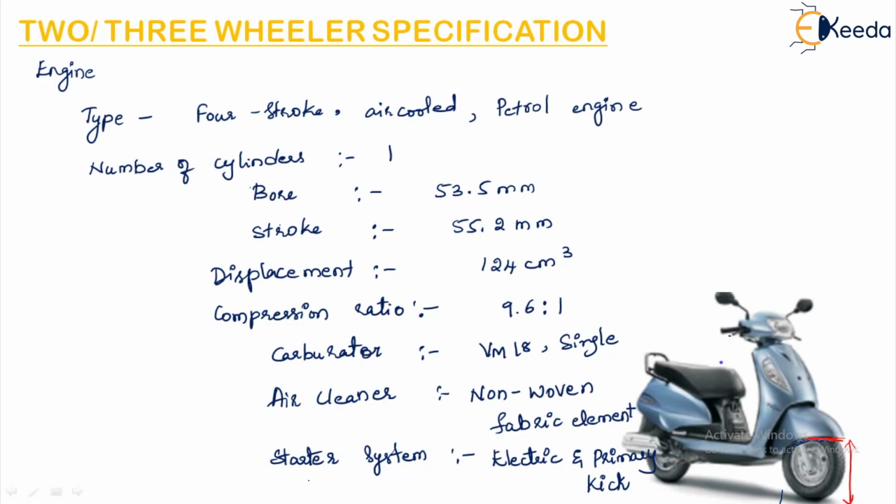Then the lubrication system which is used. Lubrication system used here is wet sump. So this is about the specification of Suzuki Axis 125. The same way we will see the specification of a motorcycle.